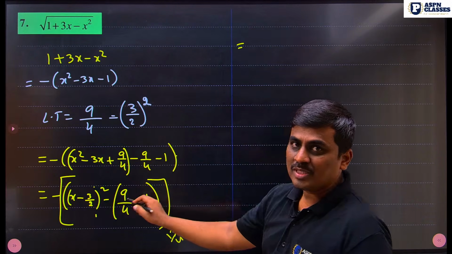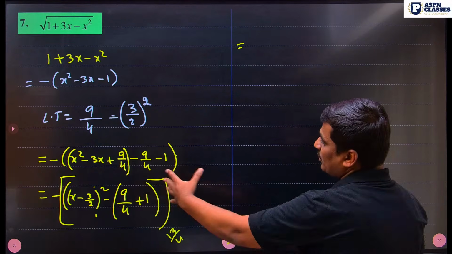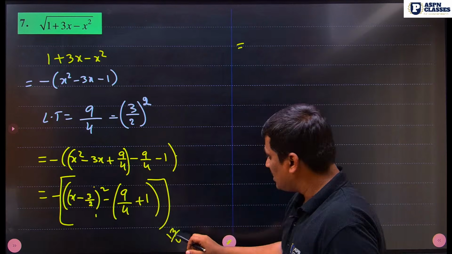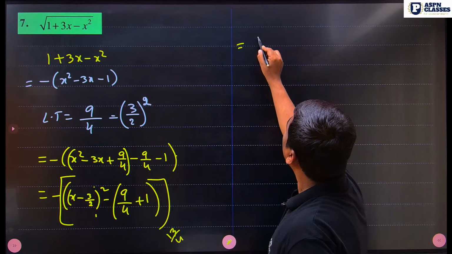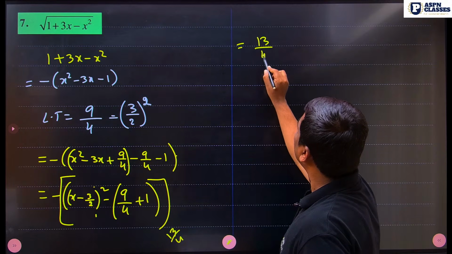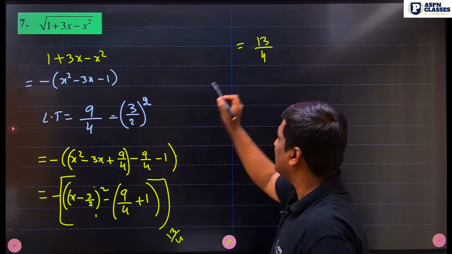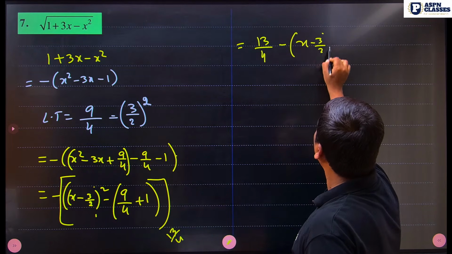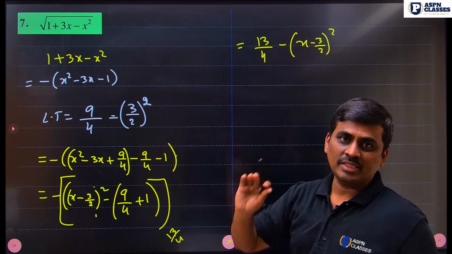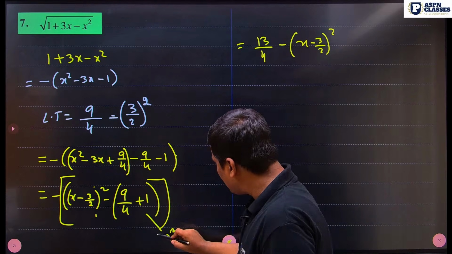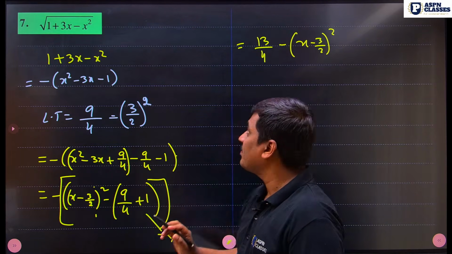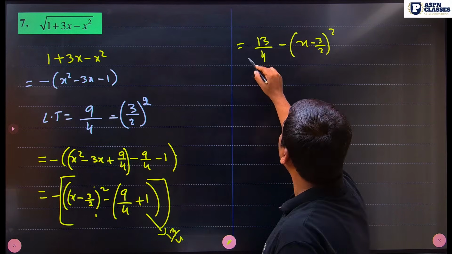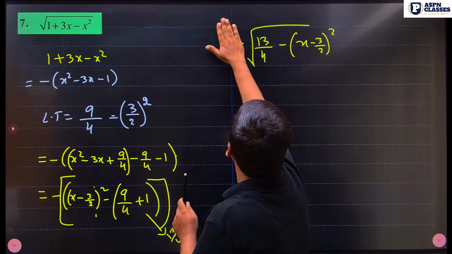4 is the LCM, 4 plus 9, 13 by 4. So I'm going to multiply this minus on this result, meaning minus minus plus. So I'm going to write first 13 by 4 plus, and this is the minus sign, minus of (x minus 3 by 2) whole square. So here is the final answer. This is the simplification. 4 is the LCM. Okay, so now I'm going to take the root and integration also.